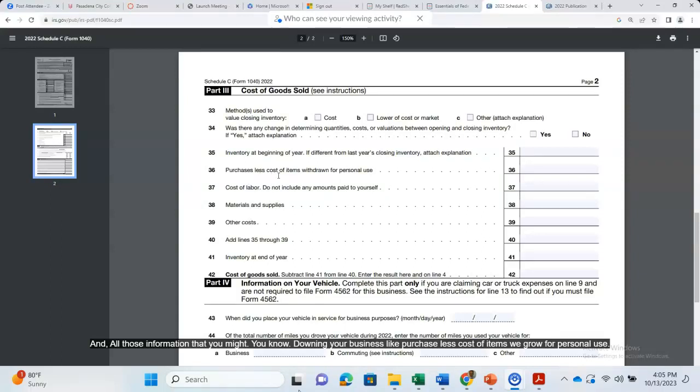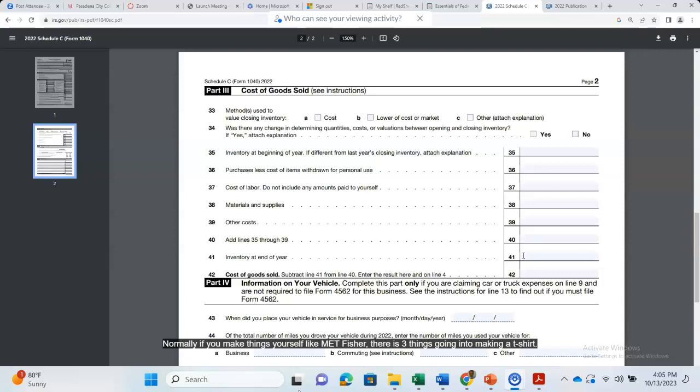You also have purchases less cost of items withdrawn for personal use. So maybe you bought some items, like t-shirts, but you took 2 t-shirts for yourself and left the rest of the t-shirts in the inventory. Those 2 t-shirts have to come out of that calculation. Then cost of labor, materials and supplies, other costs, add them up, and the inventory at the end of the year.